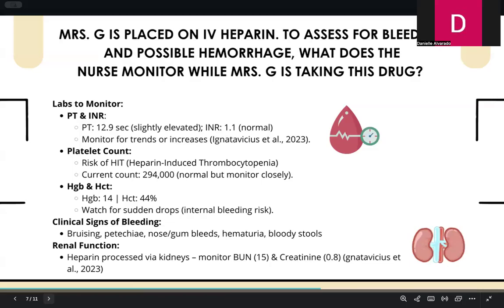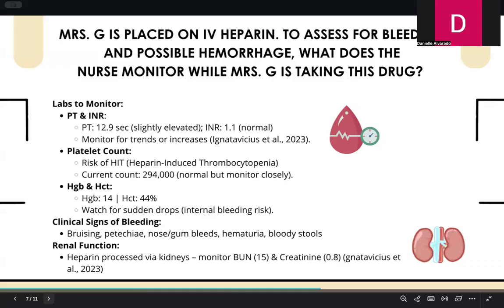Next, the nurse should also monitor hemoglobin and hematocrit. A sudden drop in either level can indicate internal bleeding, and right now her hemoglobin is 14 and her hematocrit is 44%. Both are within normal ranges, just regular monitoring needs to be continued. The nurse should also monitor for any clinical signs of bleeding, such as bruising, especially if it's unexplained or excessive, nosebleeds, gum bleeds, blood in the urine, dark or bloody stools.